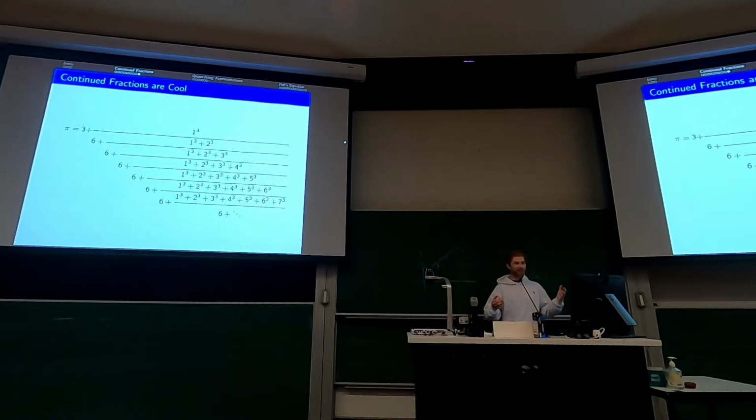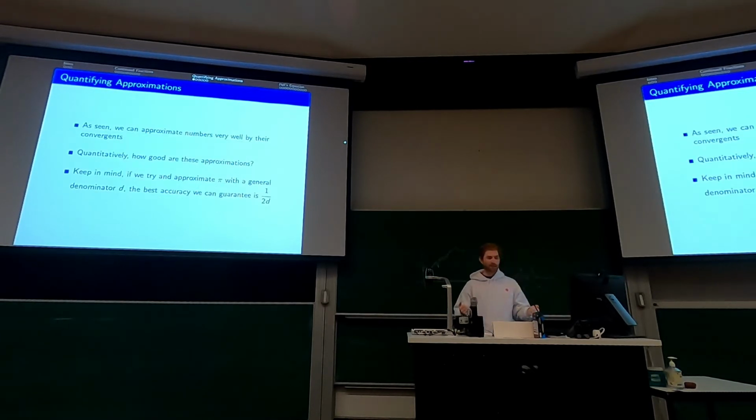So hopefully I've convinced you that they're cool in and of themselves, where we're interested in continued fractions and so on. But now what I want to do is go back to these approximations, which is how we introduced them. The question is, sure, we looked at a couple of terms for pi and it seemed like they were good, but let's quantify this. We're mathematicians, so let's try and quantify how good these approximations are.